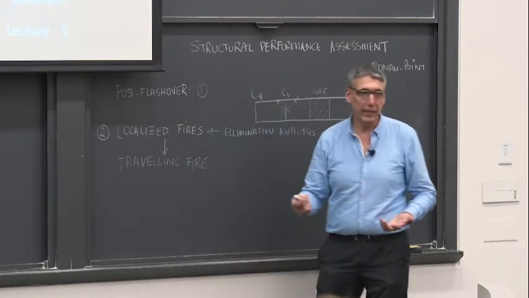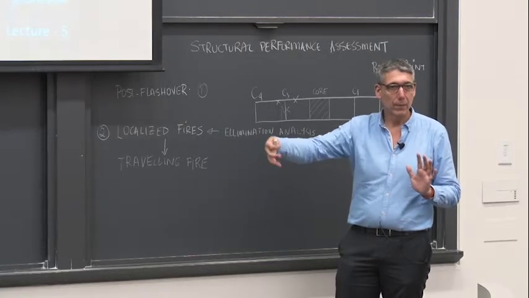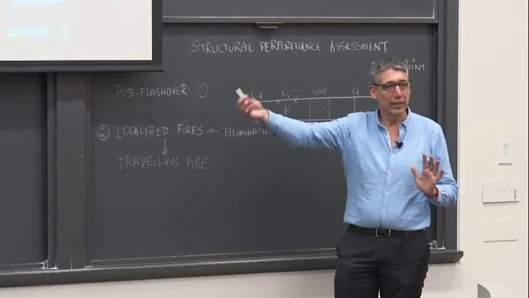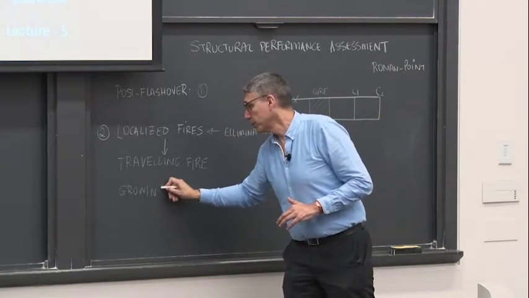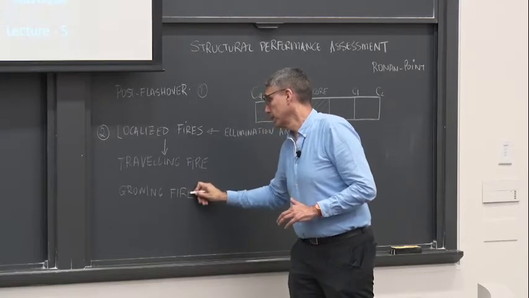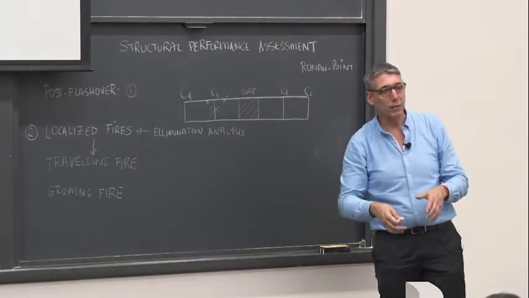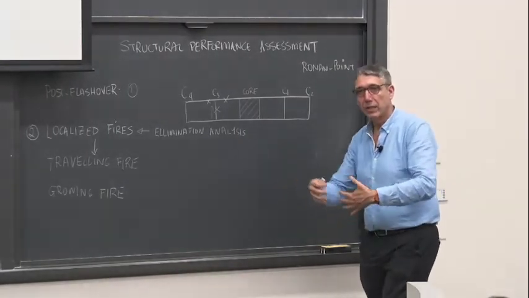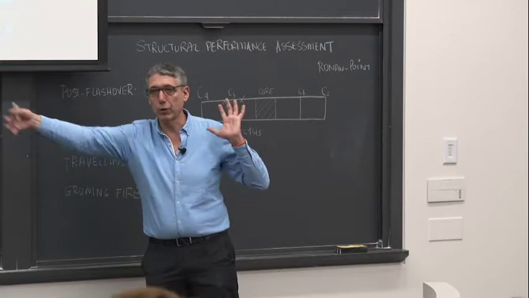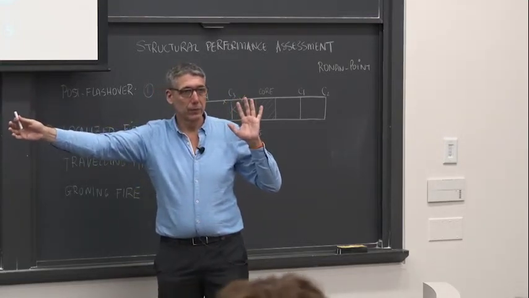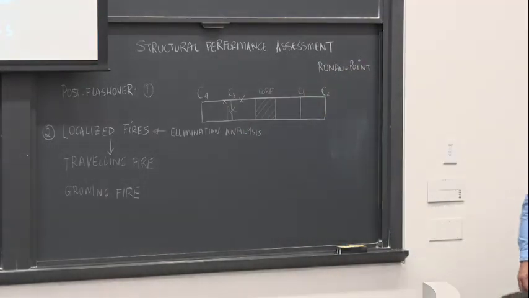Okay, now there's a third event, which is a traveling fire that as it's traveling, it starts growing and becoming more and more intense. So that will be the growing fire. Okay? That growing fire starts as a very small localized fire, but as it progresses, it starts getting bigger and bigger until eventually it flashes over. Okay? So in that case, how should I analyze that problem?